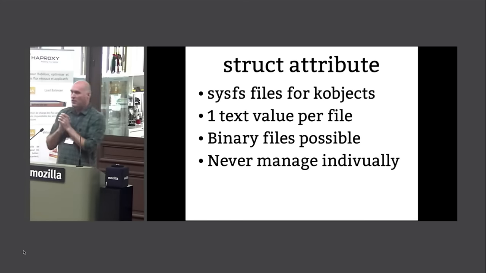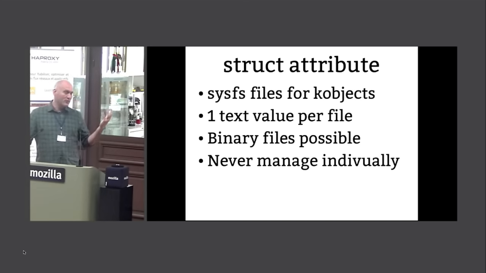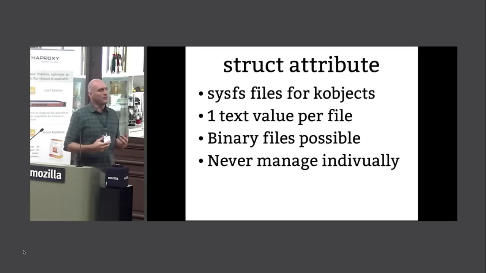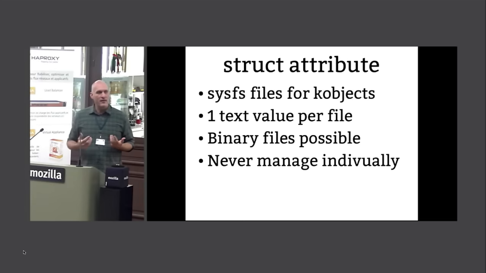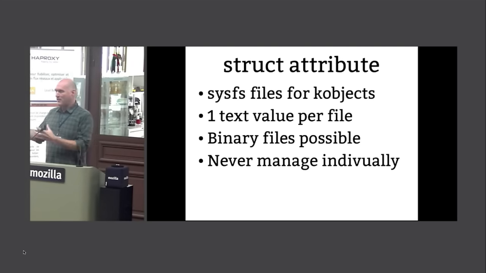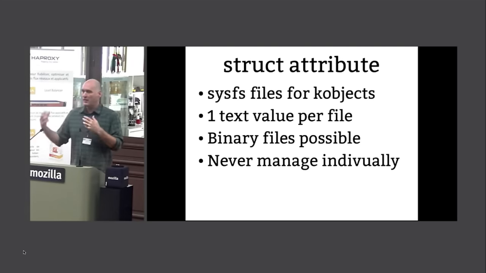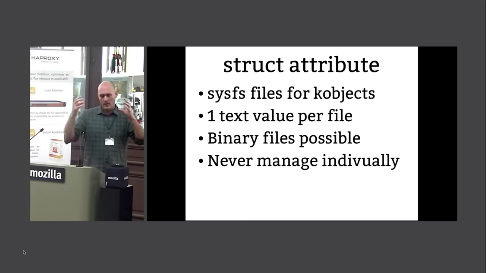There's a way to group attributes together. They're called attribute groups. That's how you should work with an attribute. You can work with attributes for drivers and devices and whatnot. You should never manage these files individually. You can write functions for them individually, but as you handle them and pass them around the kernel, pass them around as groups. It's much more powerful. You can name them. You can move them as groups. You can do fun things with them.